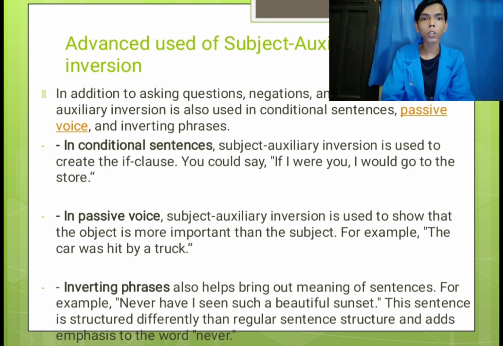The first is in conditional sentences. Subject auxiliary inversion is used to create the if clause. You could say, if I were you, I would go to the store.